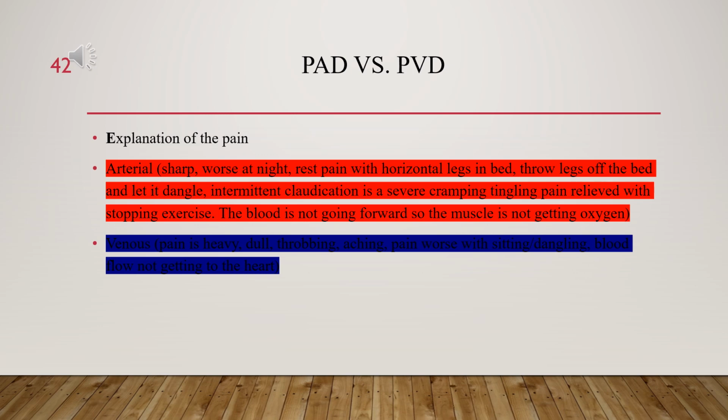E is for explanation of the pain. Those with PAD are going to complain of sharp, worsening pain at night, rest pain, and remember when their legs are horizontal in bed, they're going to throw off their legs in the middle of the night and let them dangle because they're trying to get rid of that cramping. And then your venous patients, their pain is going to be a heavy, dull, throbbing, aching pain, and it's going to get worse when they are dangling.